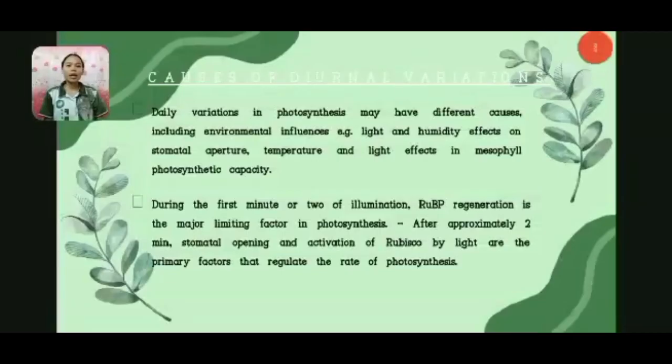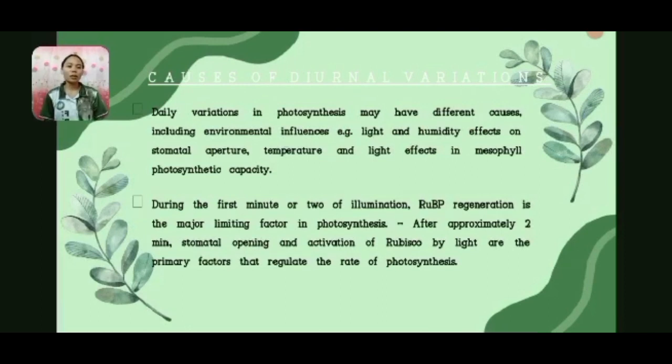Good day, sir, and good day, classmates. Today we're going to tackle the causes of the diurnal variations. Daily variations in photosynthesis may have different causes, including environmental influences, light and humidity effects on stomatal aperture, temperature and light effects, and mesophyll photosynthetic capacity.